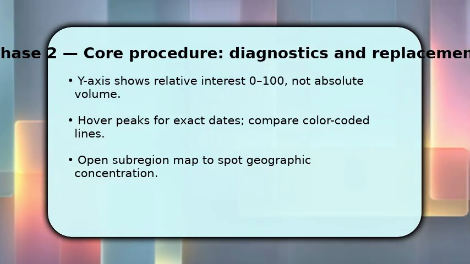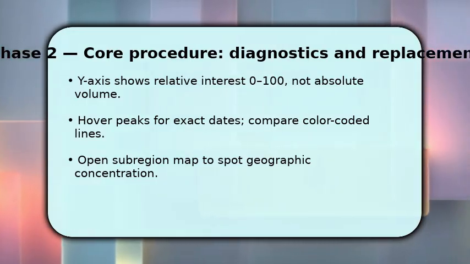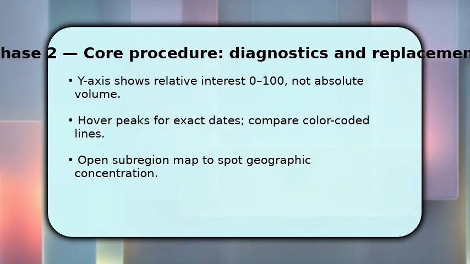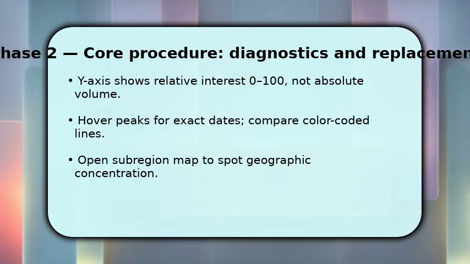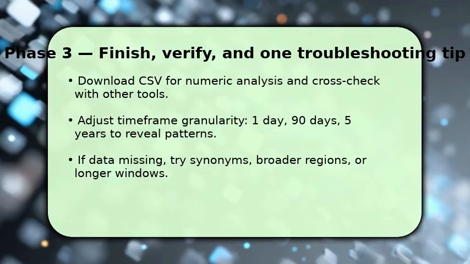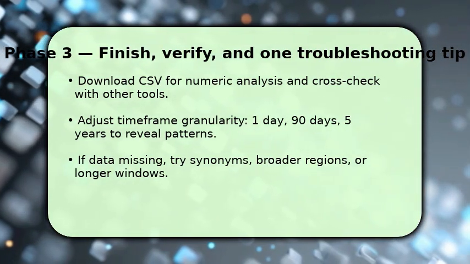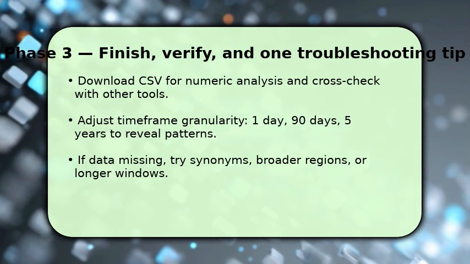Once that's clear, expand the subregion heat map to see where interest concentrates. This guides targeting decisions. Remember to compare consistent timeframes when matching multiple terms for valid inferences. Finally, export the CSV to validate findings and combine trends with Search Console or Analytics for context.